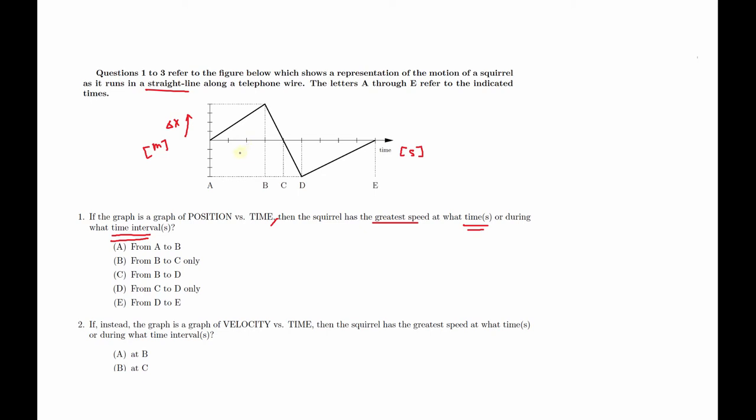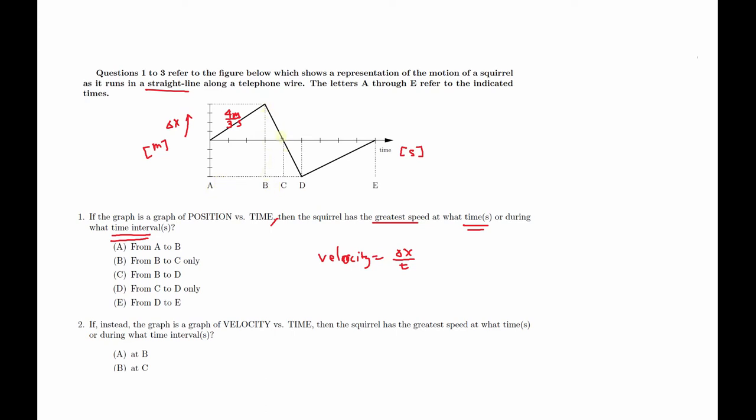So let's find the speed or the velocity first. Velocity is change in position over time. I gained 4 meters from the origin, and that took 3 seconds. So I have 4 meter, 4 over 3 meter per second from point A to point B.